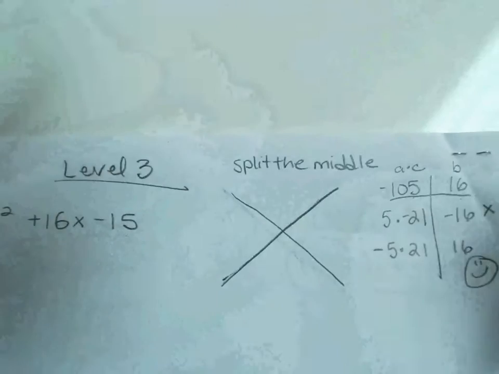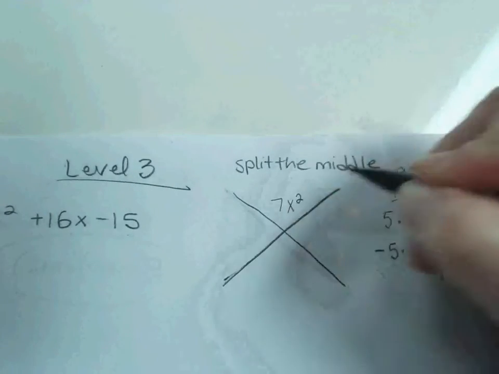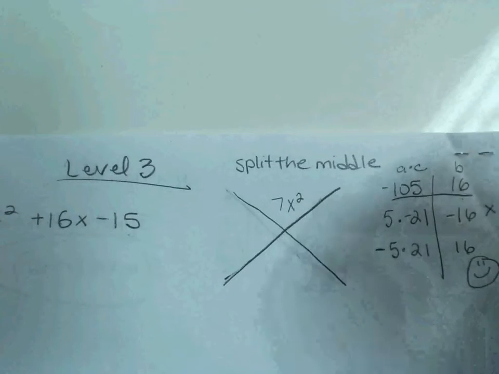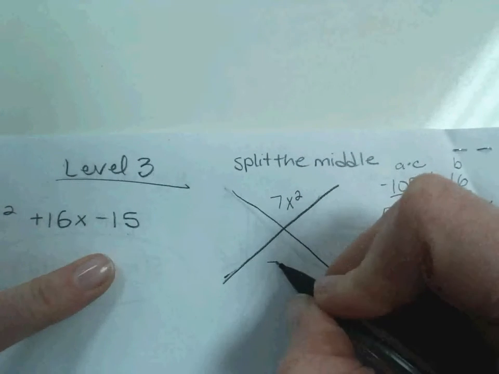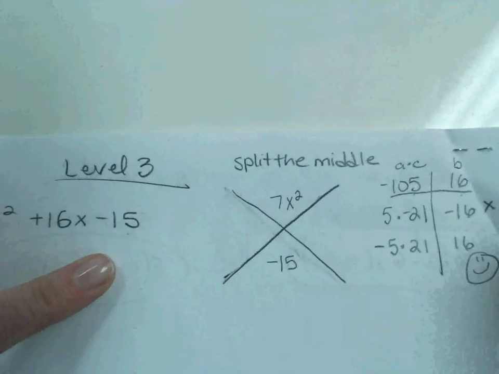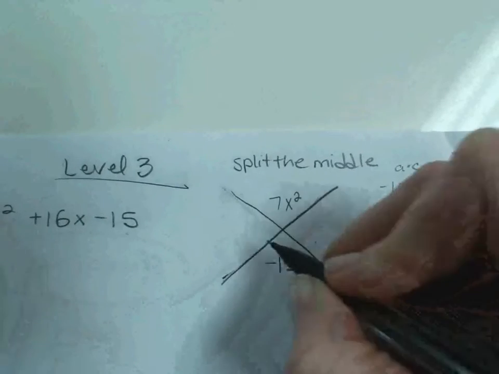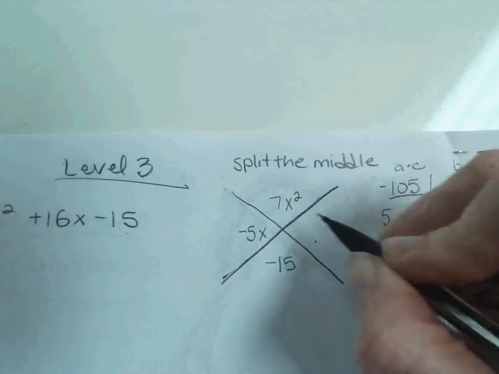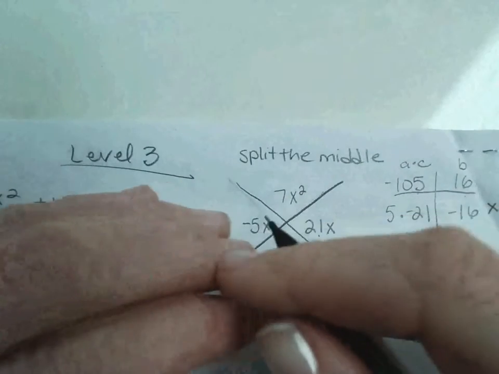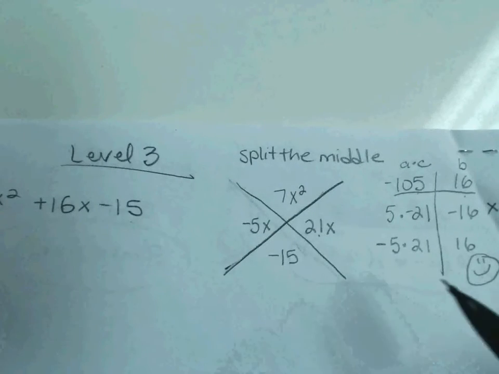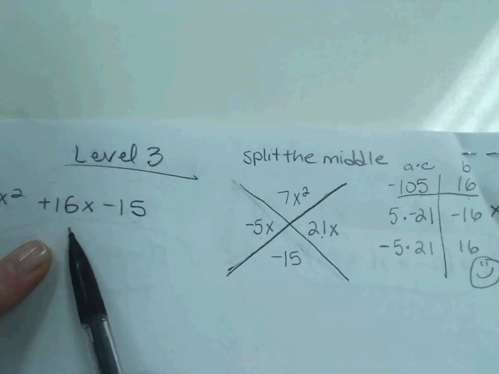Then we move to our X, and in the X, the top, we write 7x squared. That's our first term. In the bottom, we write the negative 15. And then on the two sides, we're going to write a negative 5x and a 21x. See, we split those two. We're going to use these two values to actually split this middle term.